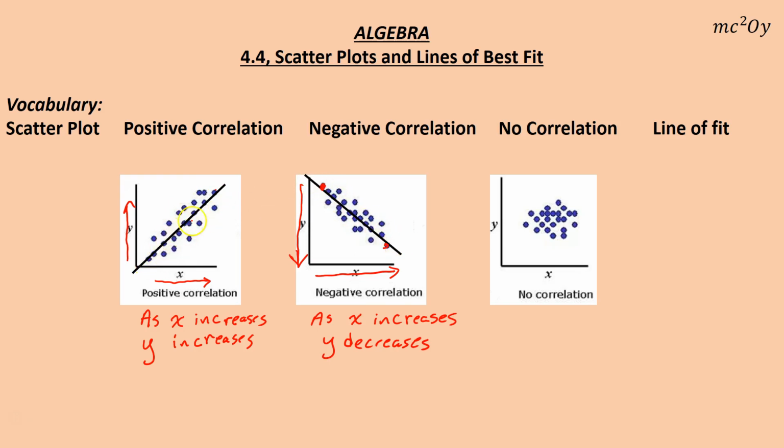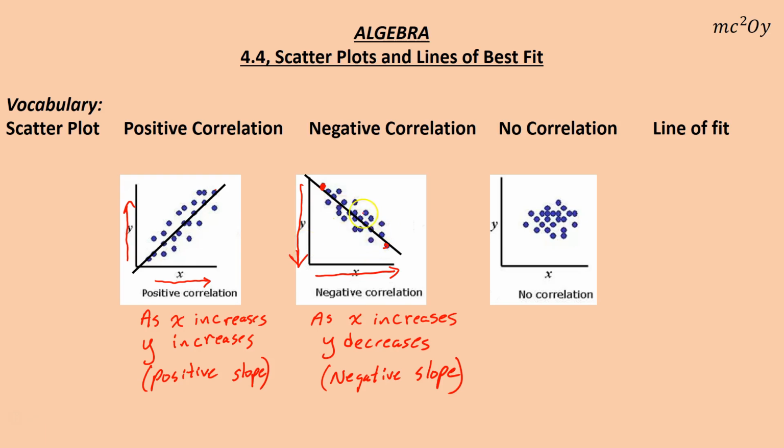So this data is going upward. It has a positive slope, if you think of it that way. A positive correlation has a positive slope to our line of best fit. This would have a negative slope to our line of best fit. So these are lines of fit, or lines of best fit. You'll see them a lot. And those lines we put in there help us to make predictions.